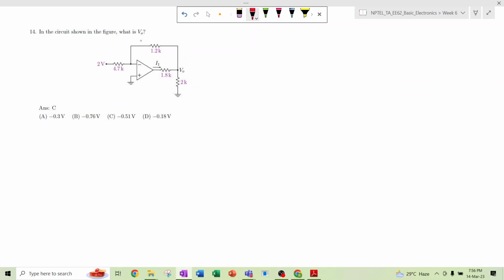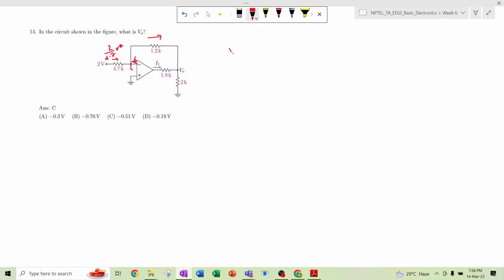In the circuit shown in the figure, what is the value of VO? Okay. So this is also a negative feedback system. So V plus and V minus will be equal, and V plus is connected to ground. So this is also connected to ground, virtually ground condition. So the current flowing through this terminal is nothing but 2 divided by 4.7 milliampere, and the same amount of current will flow through this, because the current flowing into this op amp will be 0.